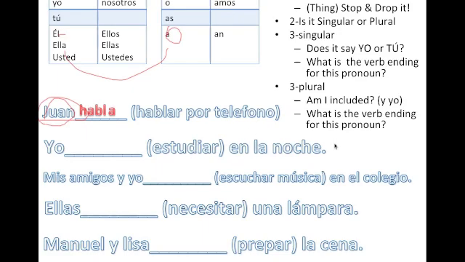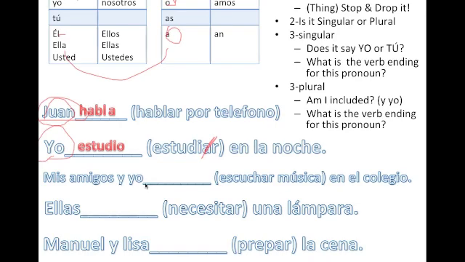Yo estudiar en la noche. What is the subject? The subject is yo. Who's doing the studying? I am. So I look up here at yo, and then I find the verb ending that corresponds to yo, which is o. So I'm going to drop the AR and add o. And that will give me estudio.